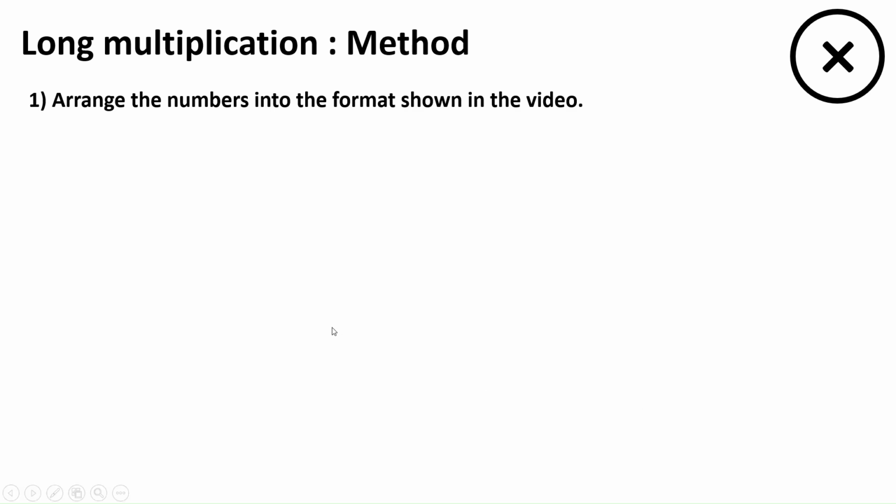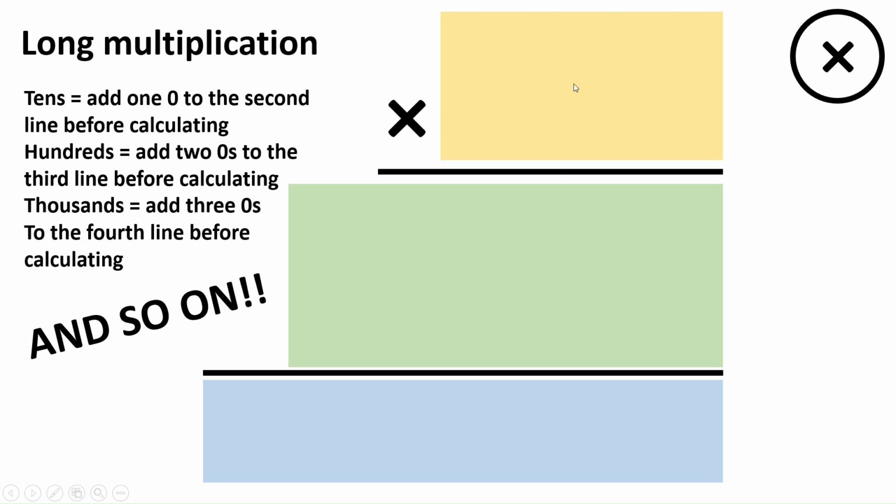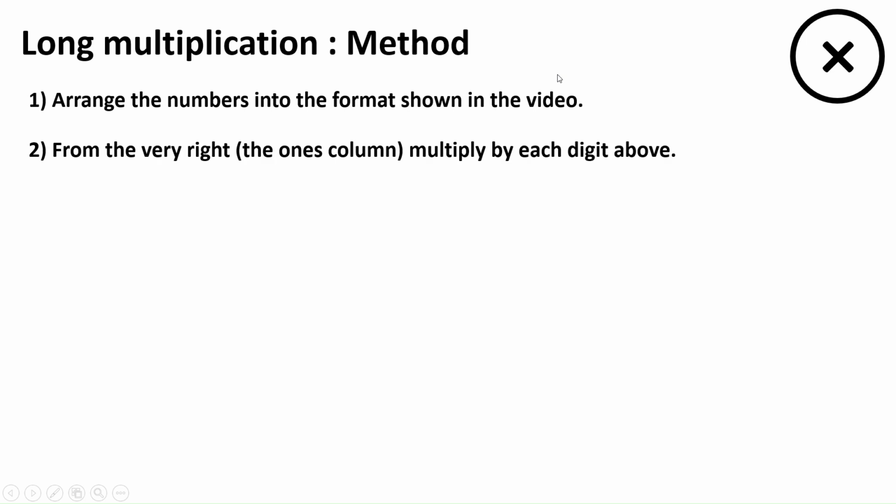So, I'm just going to show you the method that I wrote out so we can look back at what we learnt. Our first step was to always arrange the numbers into the format shown in the video. So put the numbers into the yellow box, which we always do. Then from the very right, the ones column, we multiply the bottom number by each digit above. Remember, we're using anchoring as we're partitioning the numbers basically.